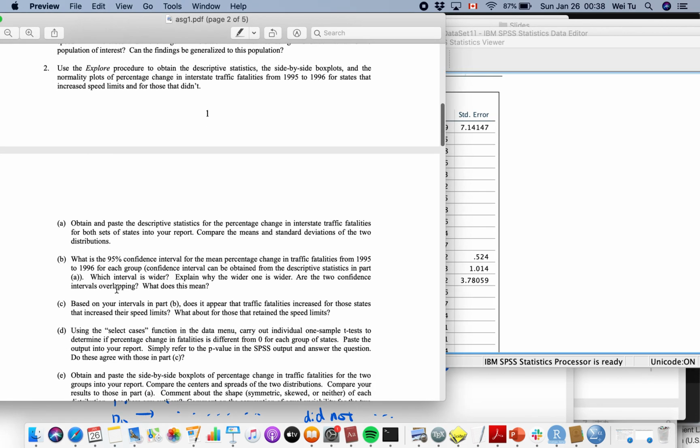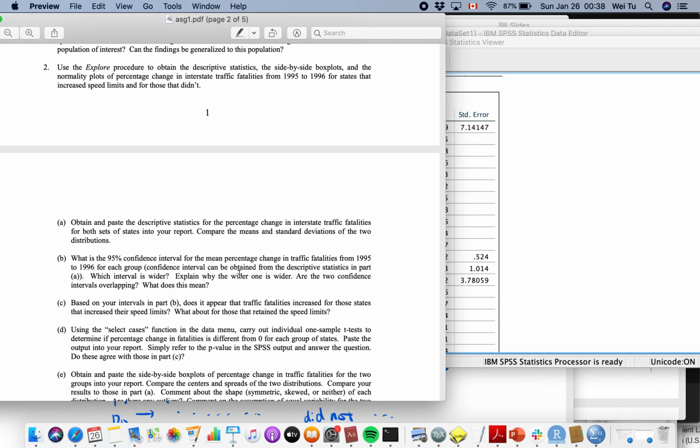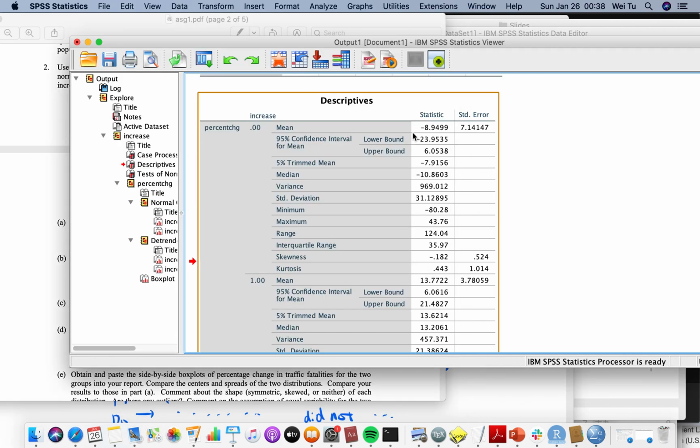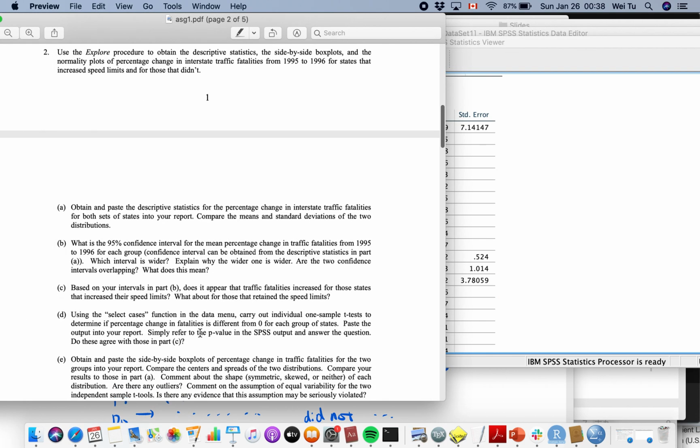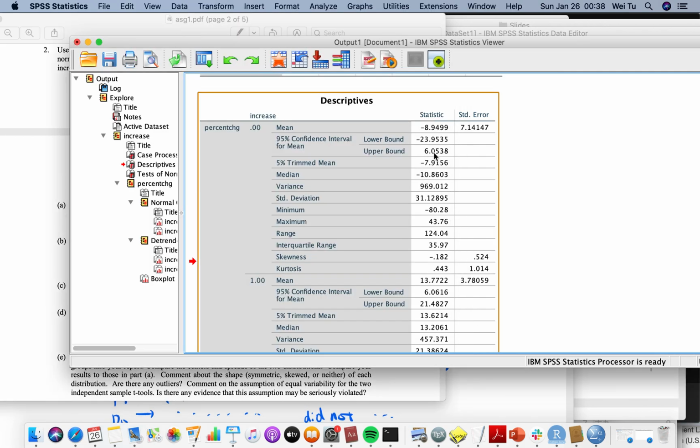Okay. So 2B asks for the confidence interval and it asks you for some interpretation. So the CI is given here. As you can see, part of it is positive, part of it is negative, which means that there might be a chance that the mean of the percentage change of traffic fatalities in the no states might be 0. But for the yes group, the entire CI is positive, which means that it's going to increase. It also asks you which one is wider. So here the no group is wider.